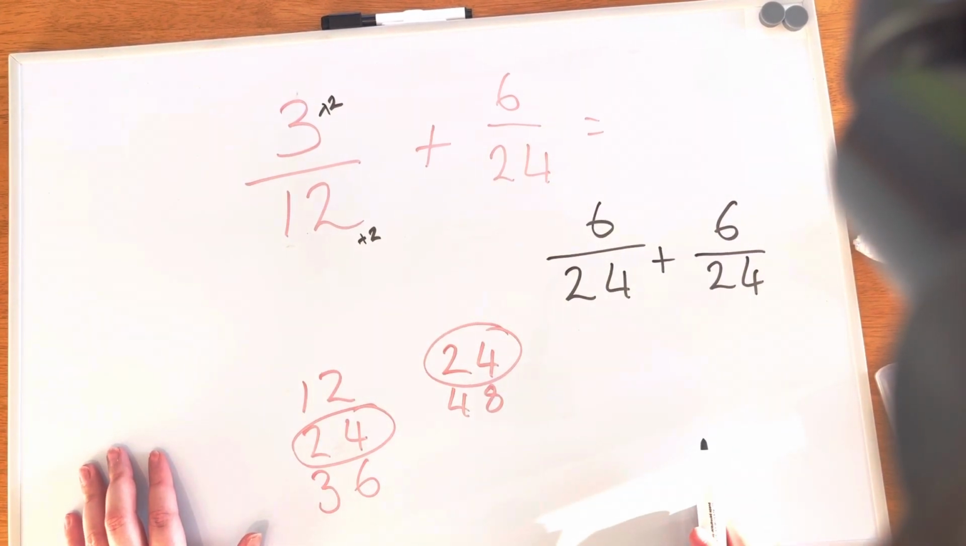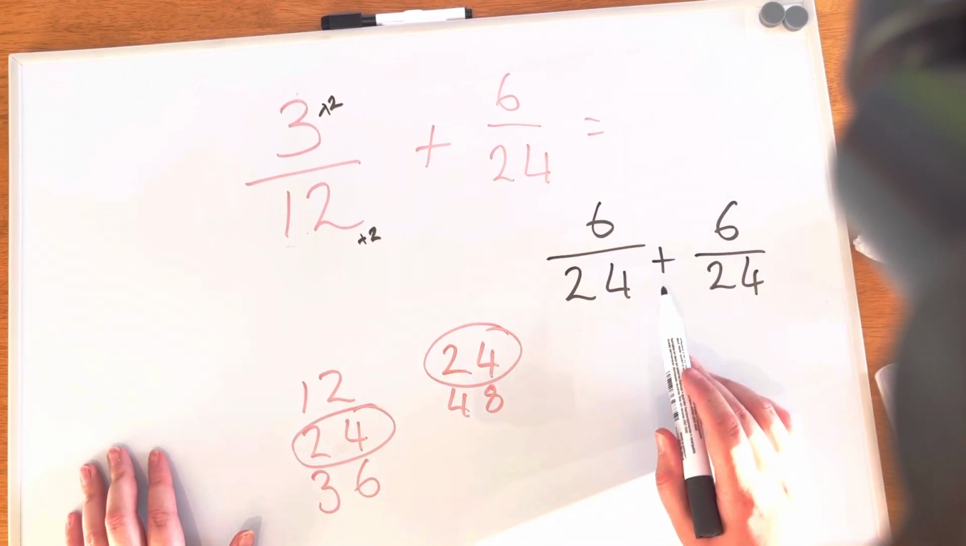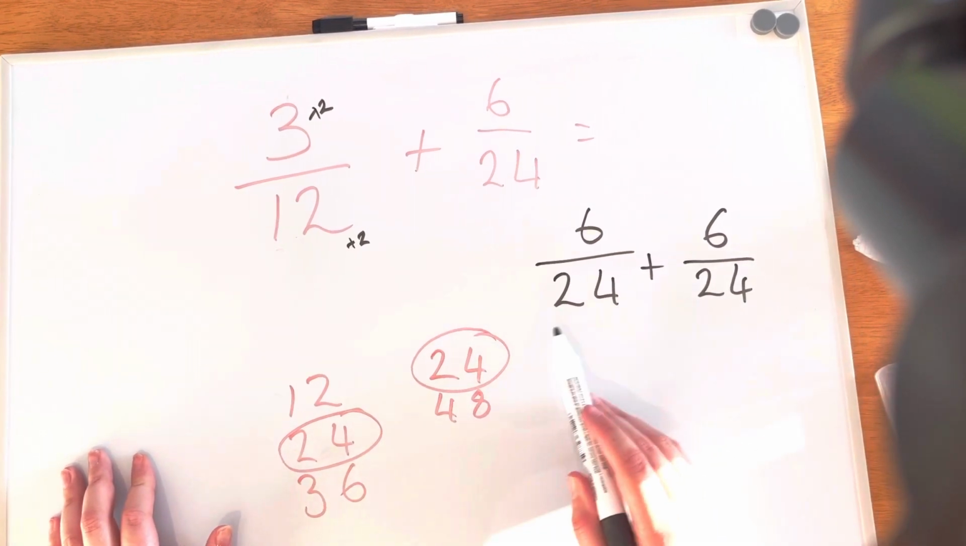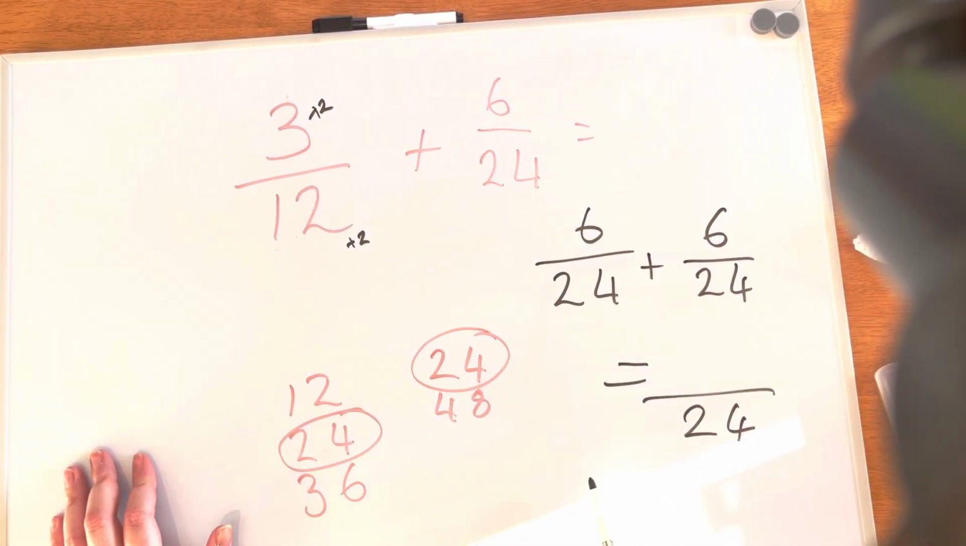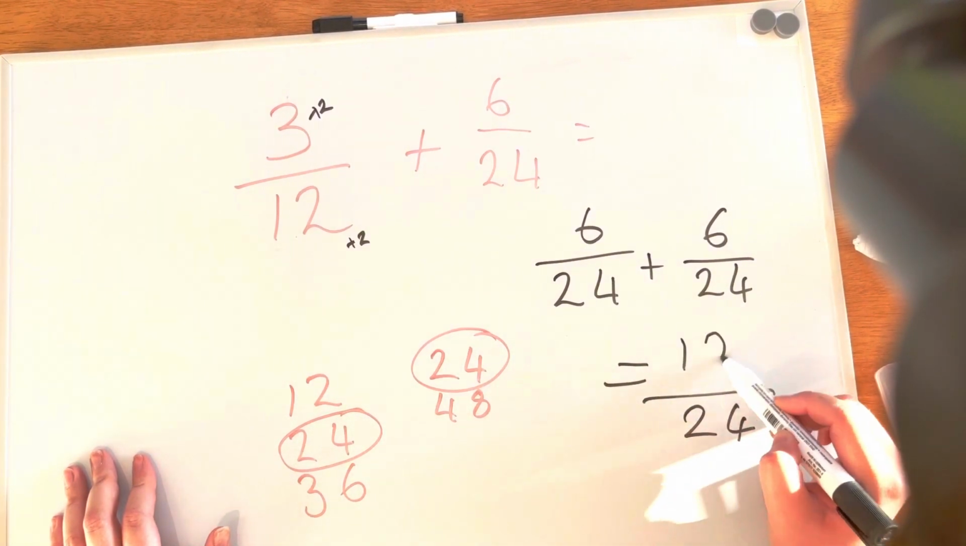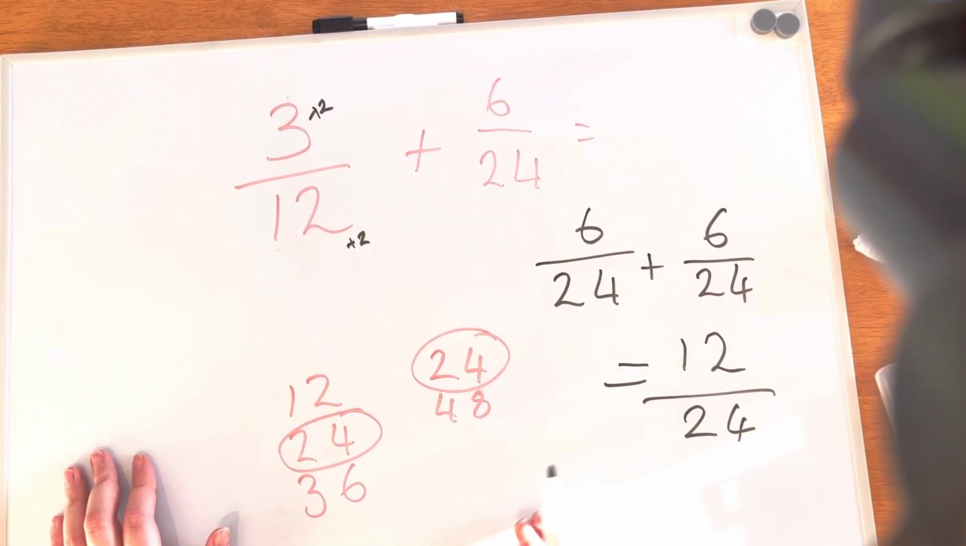So now I have 6/24 plus 6/24. Remember, we know that when our denominator is the same, it stays the same. 6 plus 6 is 12. So I know that it's going to be 12/24 is my answer.